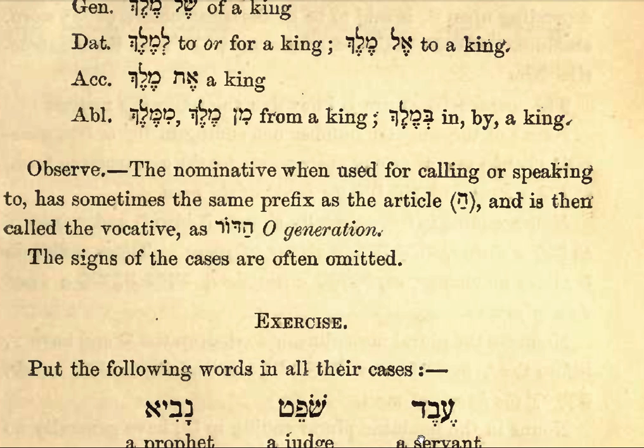So here we have some words to put into their cases. Ngebed is a servant. Shel ngebed, of a servant. To a servant, langebed, or for a servant, langebed. To a servant, el ngebed.